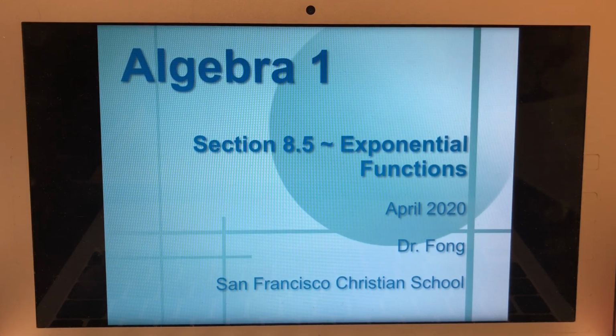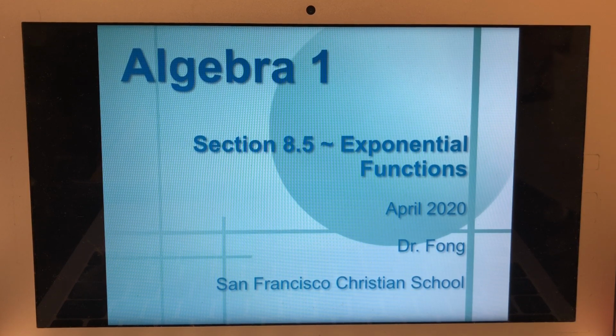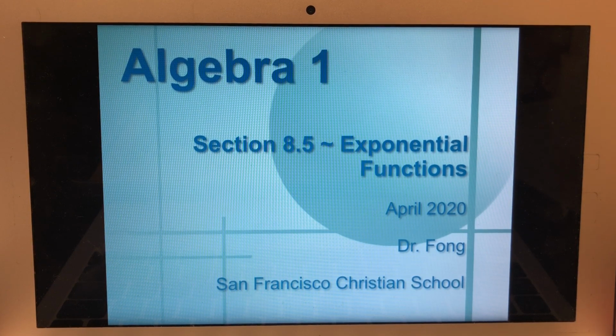Hello, Algebros. We're going to continue with section 8.5, today's lesson, exponential functions. We have been looking at some linear functions, and the linear functions can be used to model different situations in real life, but exponential functions can also help us. They're very powerful tools that are capable of representing many scientific and financial phenomena.